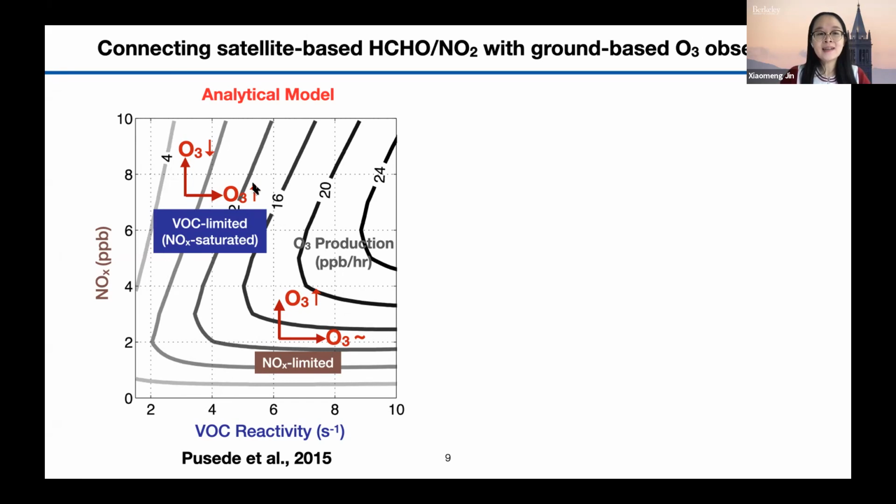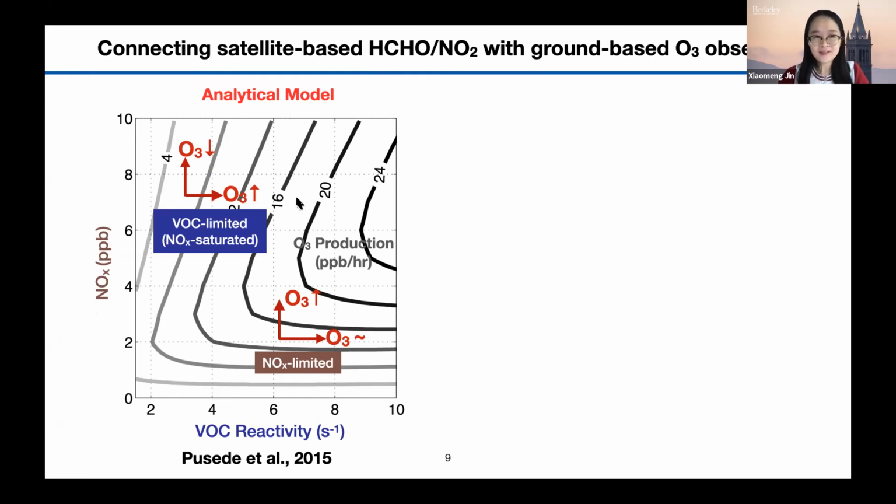So this is because in the VOC limited regimes, when there is a lot of NOx in the system, the NOx can actually consume the hydroxyl radicals, which are needed for oxidation of many VOCs, so that it can slow down the ozone production. So this is how the ozone production is non-linearly dependent on its precursors, NOx and the VOCs.